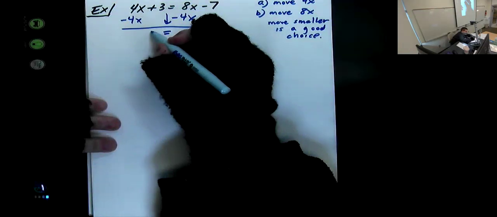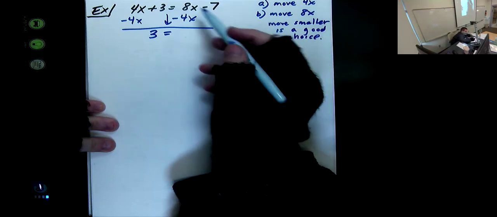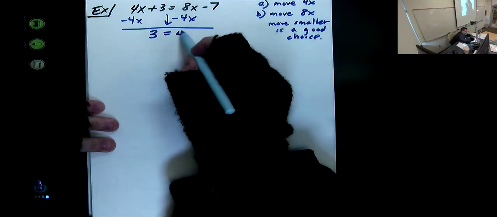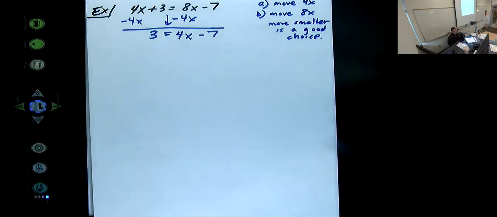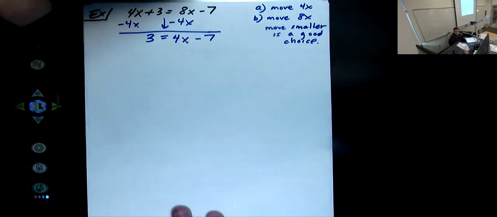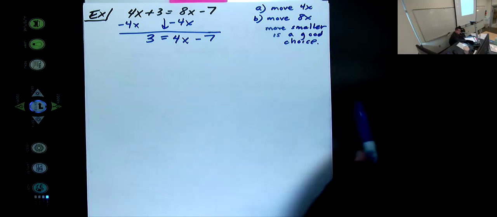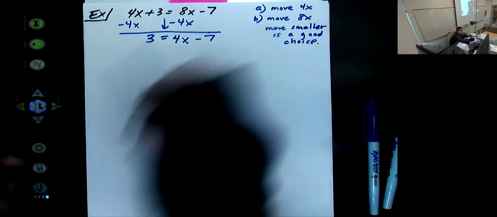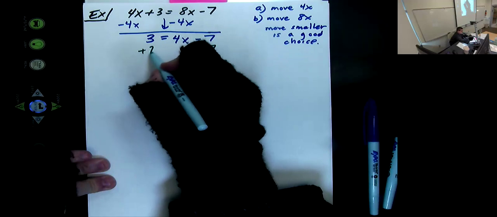4x minus 4x is 0x. With a zero, I don't need to write it. And then 8x minus 4x is 4x. And we still have the minus 7. Make sure you bring down everything else. Now we can get x by itself by adding 7 to both sides.